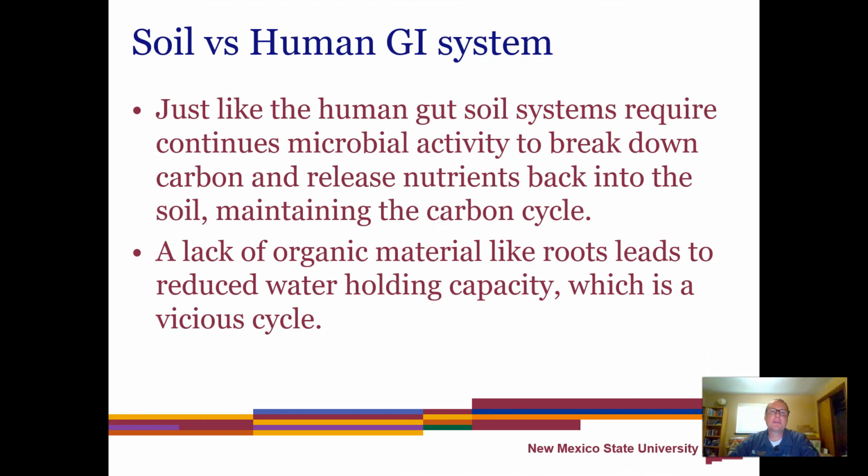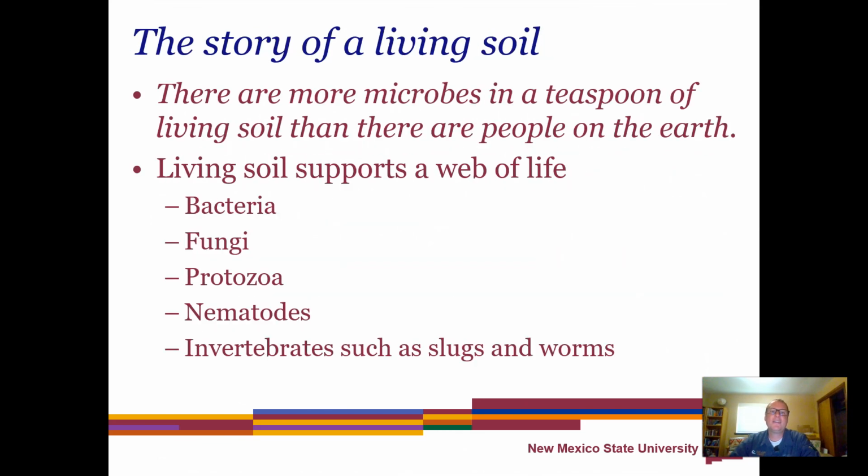So how is soil similar to a human gastrointestinal system? Well, just like the human gut, soil systems require continuous microbial activity to break down carbon and release nutrients back into the soil, maintaining the carbon cycle. A lack of organic material like roots leads to reduced water holding capacity, and it's a continuous cycle. The less roots you have, the less water you can hold, which means the less plants can grow, which means you have less roots, which means you have less water holding capacity, and so on. And there are more microbes in a teaspoon of living soil than there are people on this planet.